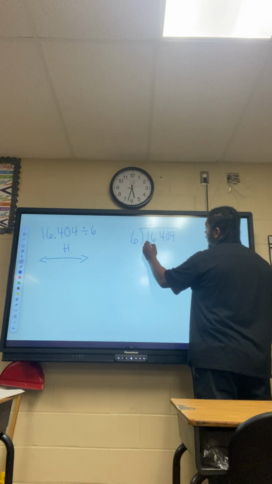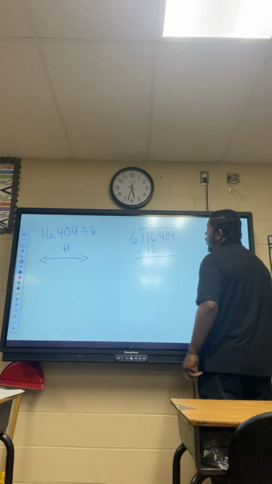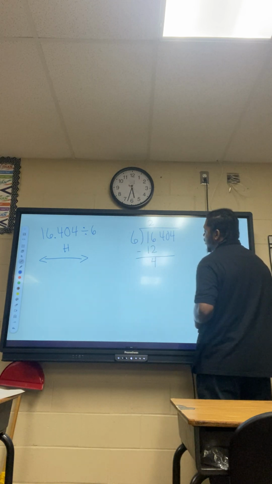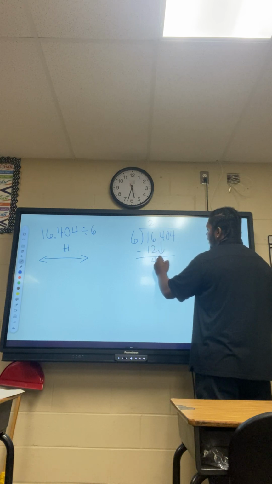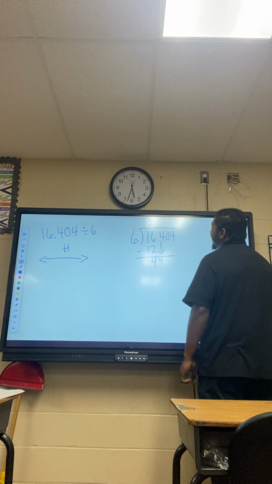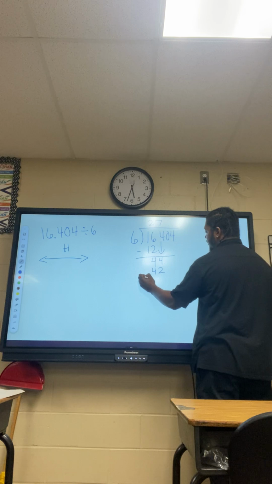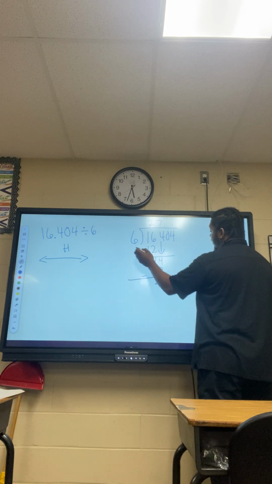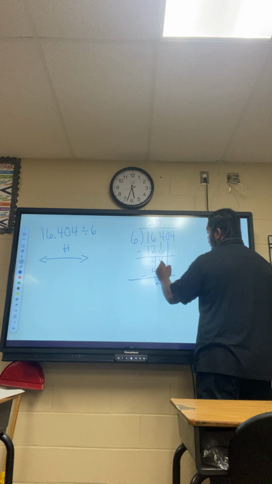6 times 2 is 12, and we subtract. 16 minus 12 is 4. So we put our 4 down, and we know that 6 cannot go into 4 because it's too small. So we're gonna bring down our other 4. Our new number is 44, and 6 goes into 44 7 times for 42. 44 minus 42 leaves us with 2, and we know 6 cannot go into 2 because it's too small. So we're gonna bring down the 0.